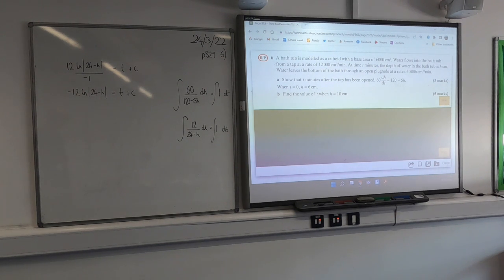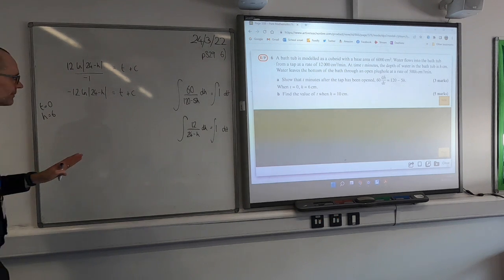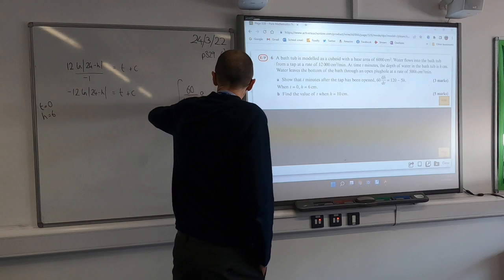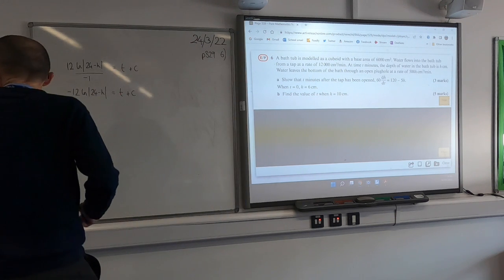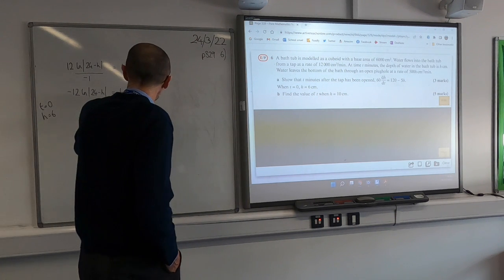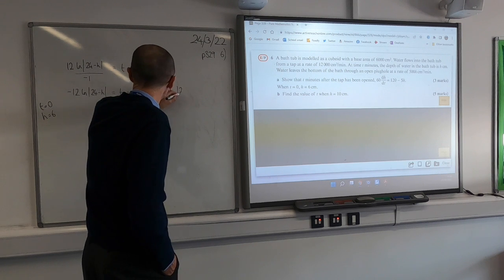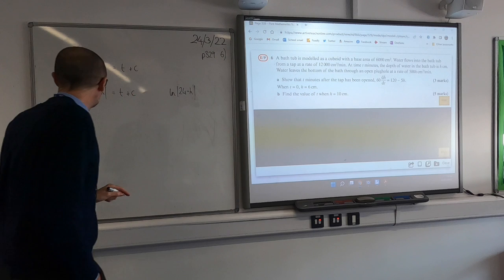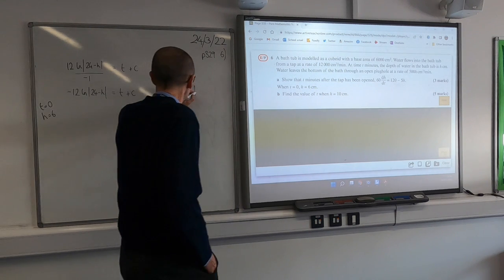I've got a couple of options at this point. I'm okay to substitute my boundary condition in here because it doesn't give me a negative in the ln. If I want to e both sides as an alternative to that, I've got to sort out that minus 12. I need to have the ln statement on its own. So if I want to e both sides, I'm going to rewrite it like this. I'm going to divide both sides by minus 12, and here's how I'm going to write that.